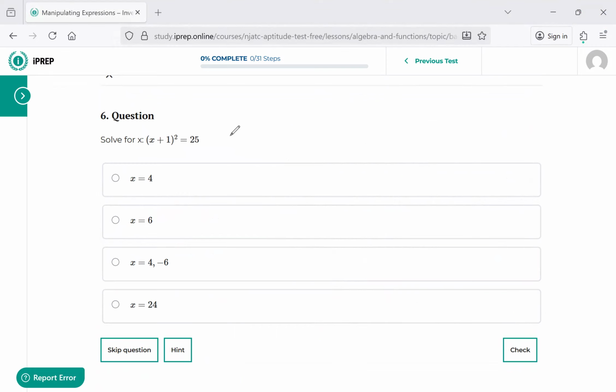Okay, question 6. Solve for x. We have (x plus 1) squared equals 25. Okay, so first step is I'm going to get rid of this power 2 by taking the square root of both sides. So you have x plus 1 equals, and then the square root of 25 is plus or minus 5. And I'm going to use a negative because that's how it is with squares. You get a plus or minus root.